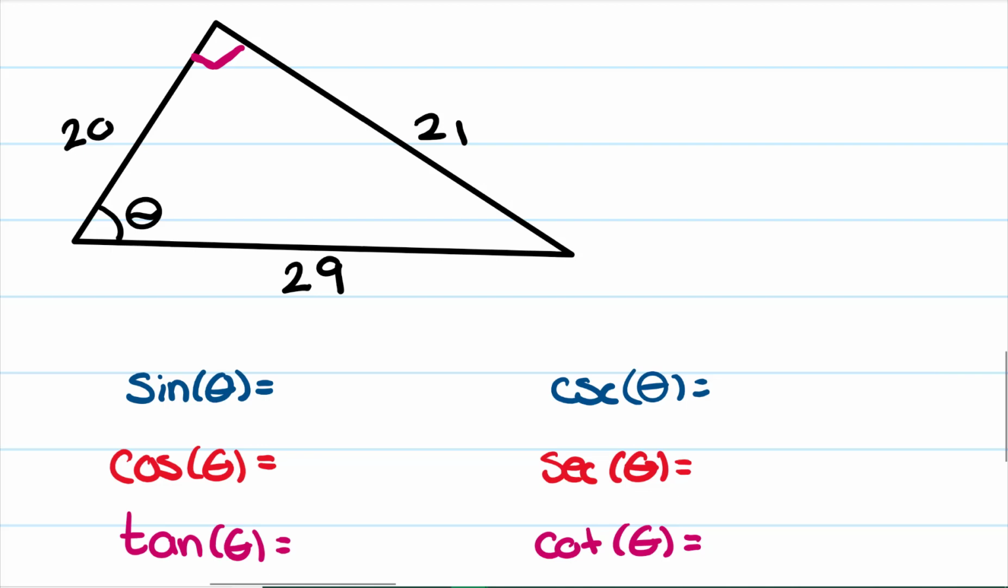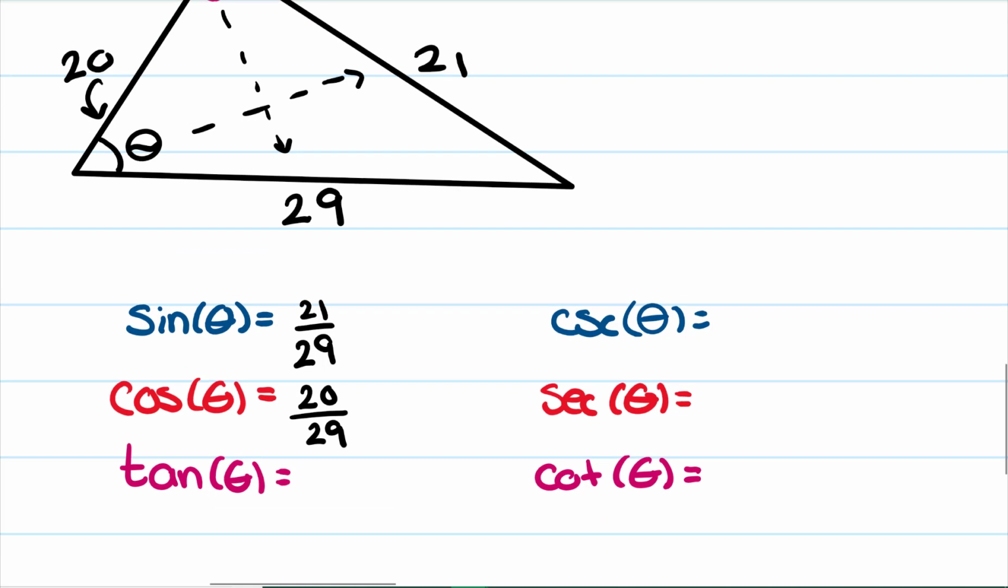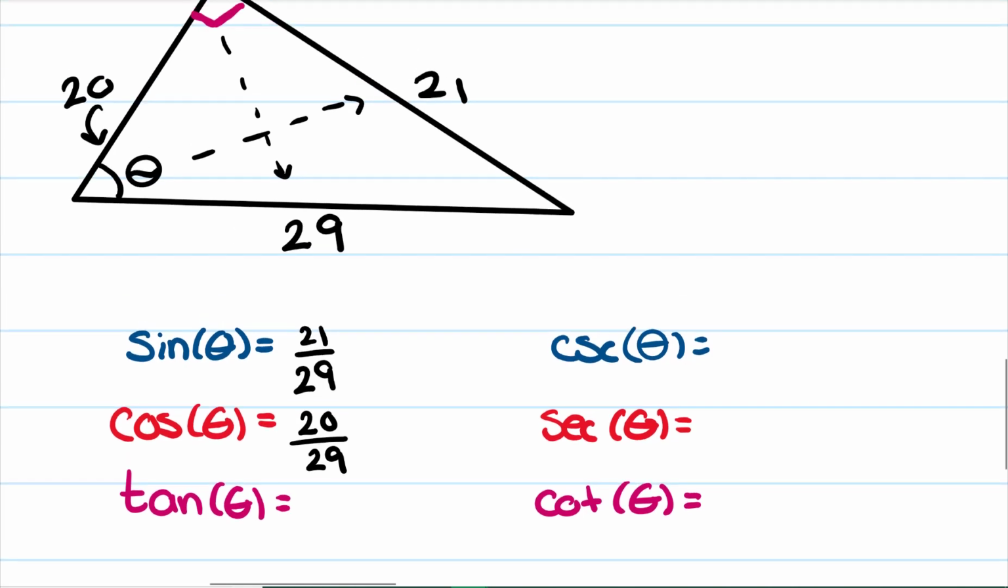Sine is opposite, so opposite is 21, and the hypotenuse is 29, 21 over 29. Then cosine is the adjacent, so 20 over the hypotenuse is 29, and tangent is opposite over adjacent, so the opposite is 21, and the adjacent is 20.